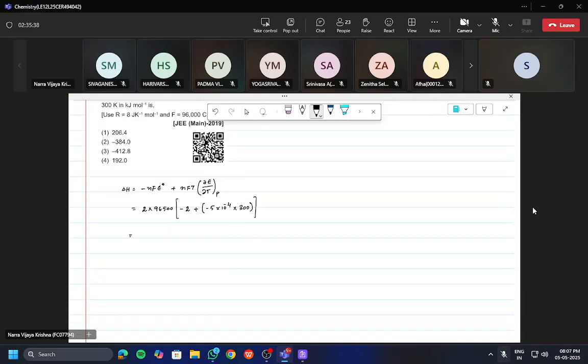So 2 into 96,500. Oh, they gave that value also. In the question, they said to take that value as 96,000. Okay, 96,000. Can I remove these 2 zeros? Then it becomes 10 power minus 2. 5 threes are 15. 15 into 10 power minus 2, 0.15. 0.15 added to 2 gives 2.15. So minus 2.15. Correct, sir?